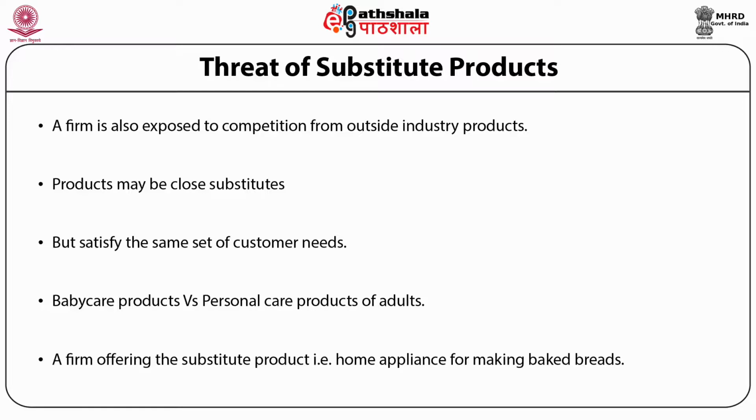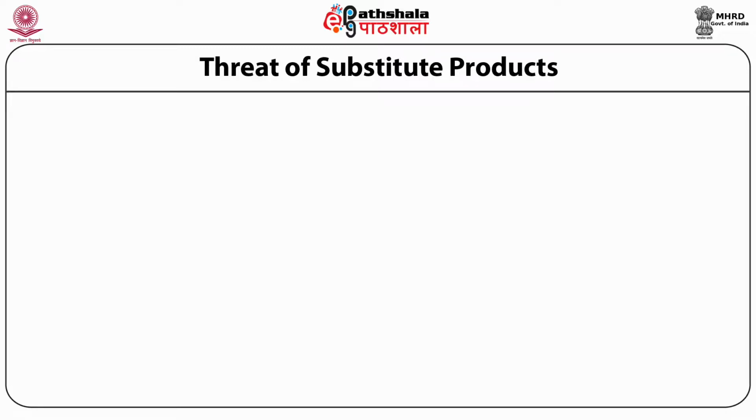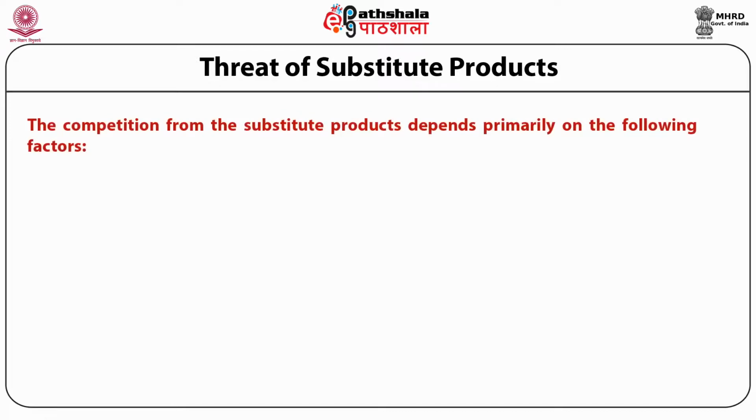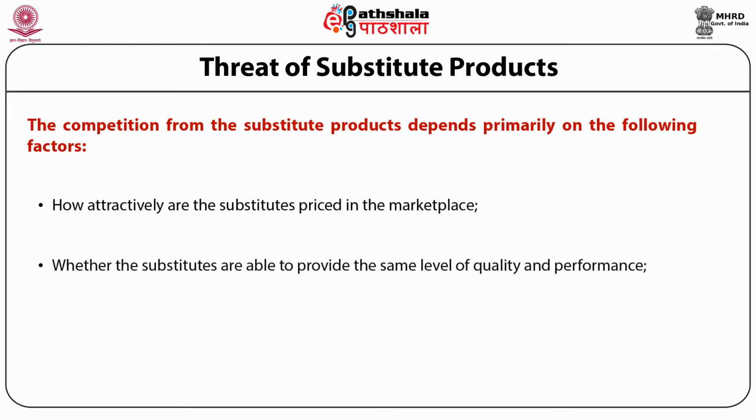Through this advertisement, the company offered the benefits of fresh, hygienic, and convenient baking of bread at home to the consumers, making it more attractive than the packed bread sold in the market. However, the competition from the substitute product depends primarily on the following factors: first, how attractively the substitutes are priced in the marketplace; second, whether the substitutes are able to provide the same level of quality and performance; third, how straightforwardly the buyers can switch to the substitute.